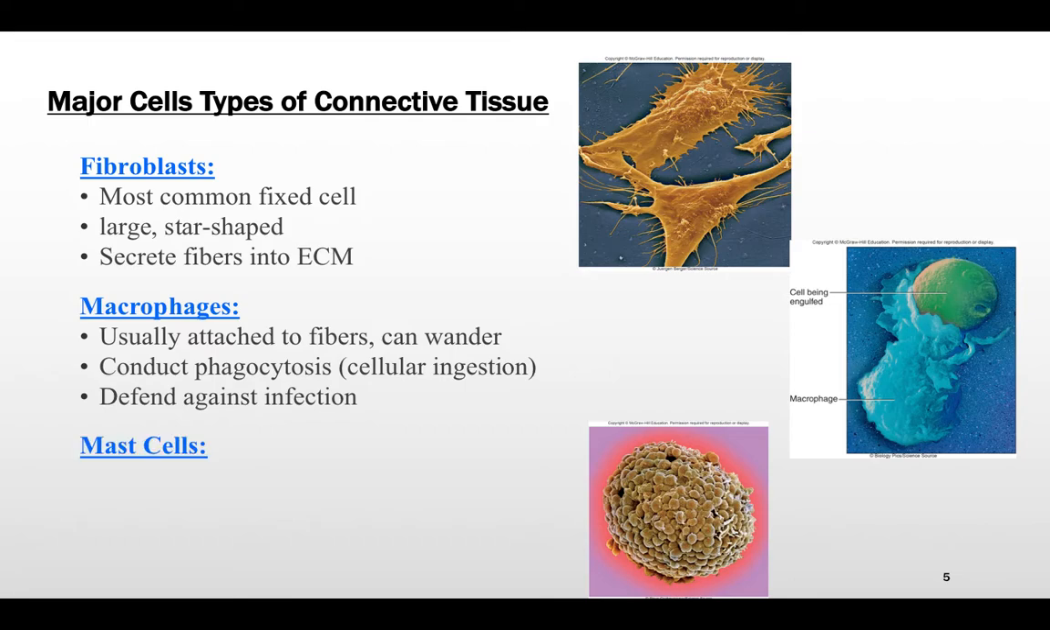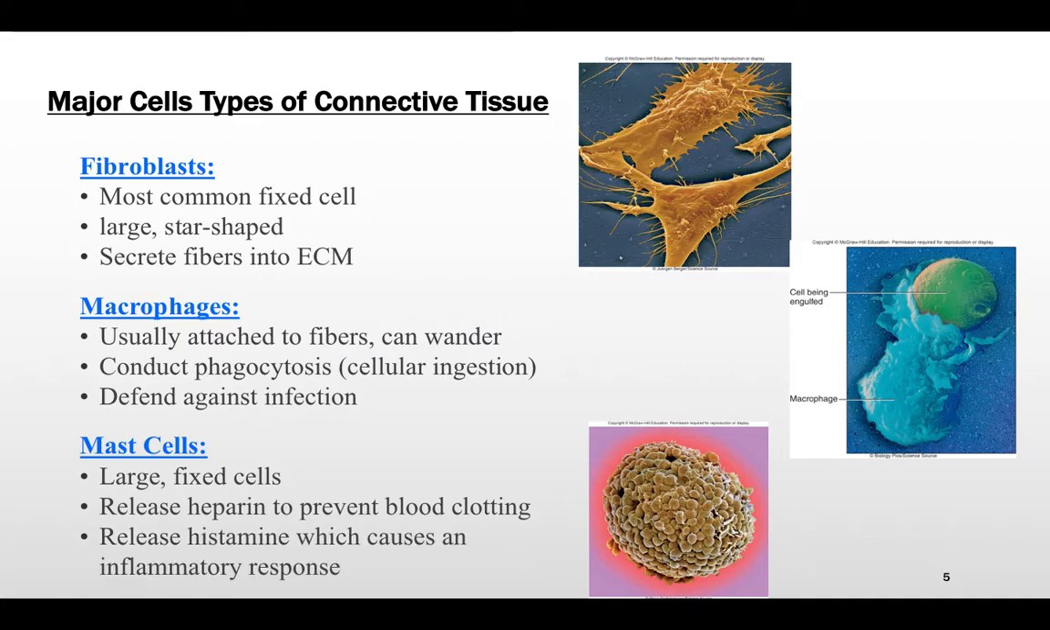The last cell type we'll see in connective tissue is mast cells, and that looks like this lump of lumps, I guess, right here. And ultimately, it's in control of blood vessels. So they're large and fixed, but they release heparin to stop blood from clotting, if we don't want it to, and histamine to cause inflammation if there is some sort of damage or infection. So just sort of constantly monitoring to see if we need to regulate blood flow. 3 types of cells.